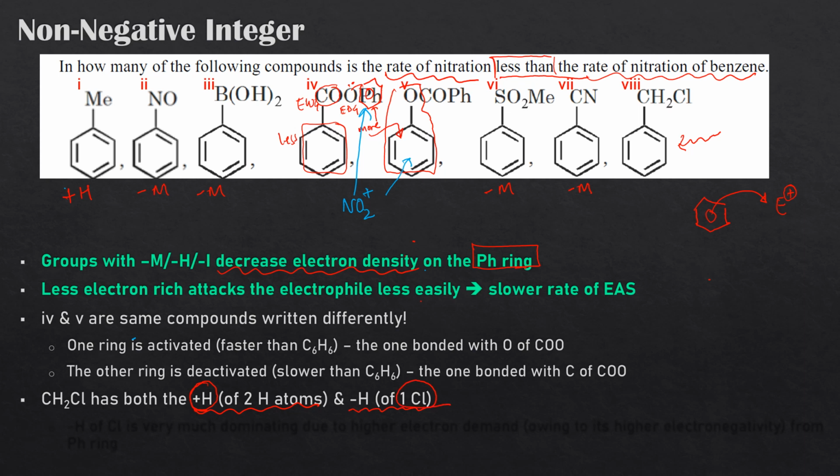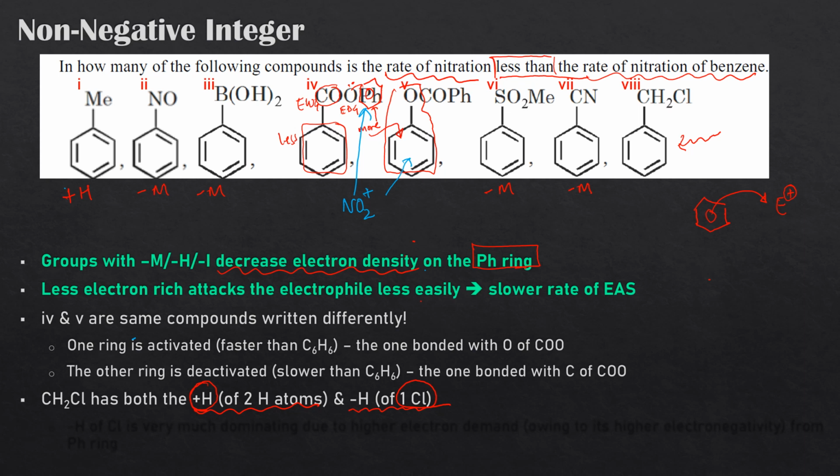So now it is going to be a tough fight because chlorine is trying to pull electron from the benzene ring and hydrogen is trying to give electron to the benzene ring, and there are 2 hydrogen which are trying to do so. So what should be the result? The overall electron density should be more than benzene or less than benzene.